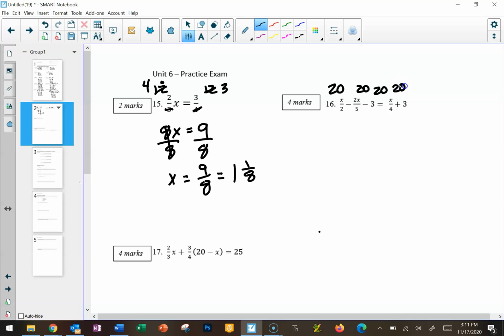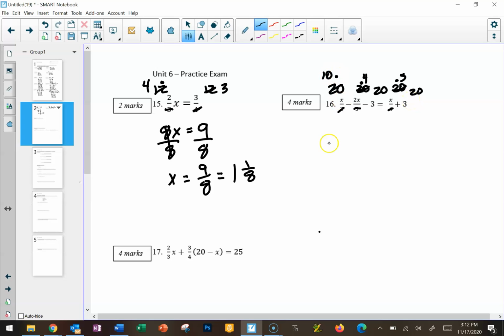Don't forget, you have to multiply all the constants by 20 as well. Okay, it's not just the fractions. You've got to multiply every single term. So we'll do what we did before, right? We've got 20 on top and 2 on the bottom, so now that equals 10 times the top. We've got 20 on top of 5 on the bottom, so now that's going to equal 4 times the top. 20 times negative 3 is just going to be 20 times negative 3. 20 on the top, 4 on the bottom is going to be 5 times, and then 20 times 3 over here. So what do we have left?